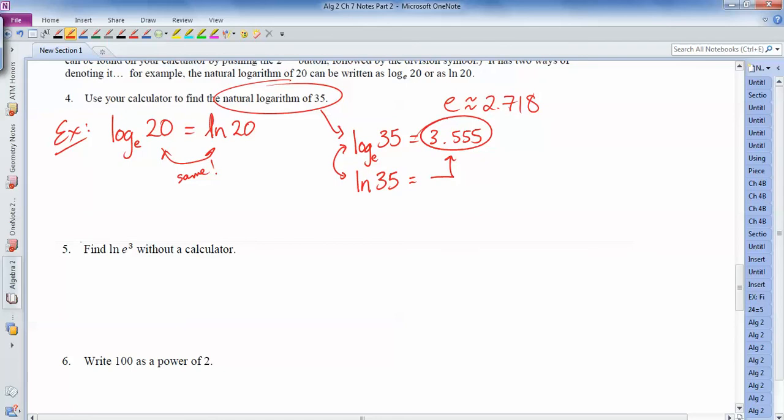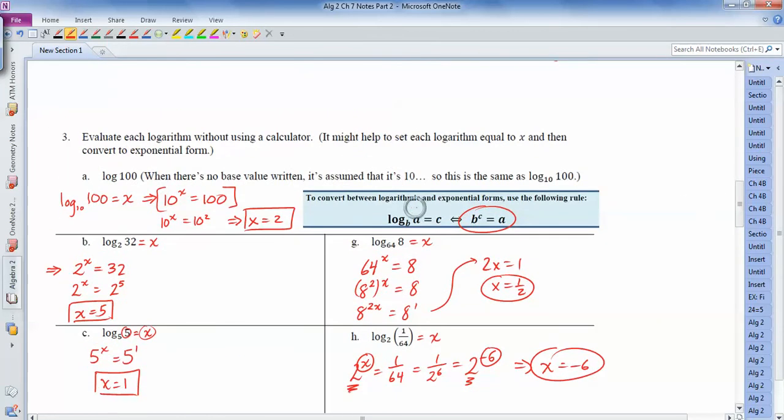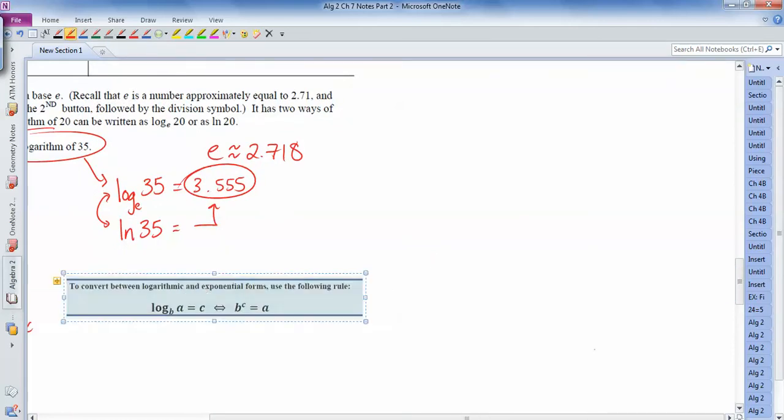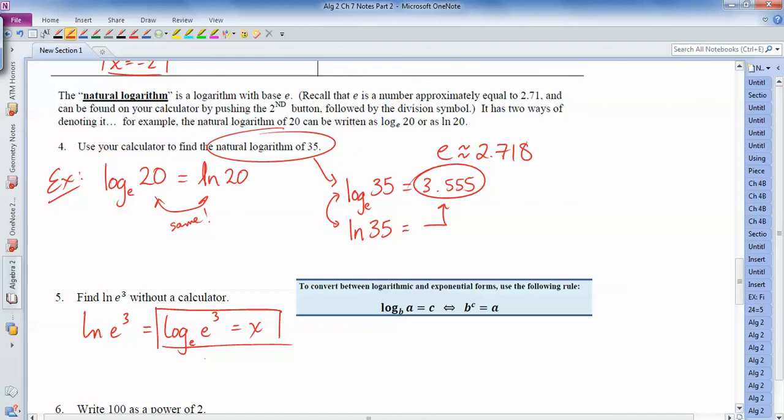Find ln of e cubed without a calculator. So I'll write ln of e cubed. I like looking at it in the log form, log base e of e cubed. Let's call that x, so we can figure out what x is. If we use the change formula on this thing, e cubed is basically all inside that log. The e cubed is my a right here. The base is e, so I'm going to write e, because it's the b. And then the answer, the exponent, x, equals the inside, e cubed, a. Well, that just means x has to be 3. So ln of e cubed is 3.